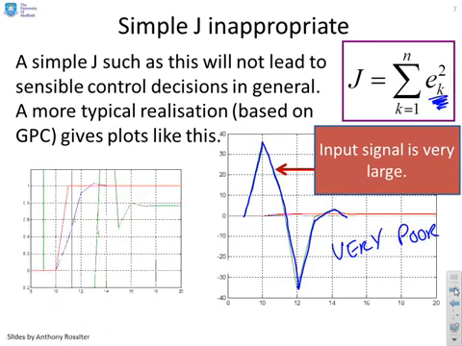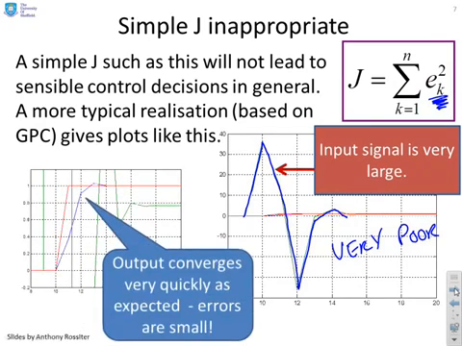Now in this particular case, you'll look at the tracking performance, which is over here, and you can see the tracking performance is very good. And you might say, great tracking performance, but you haven't looked at the consequences on the inputs. And therefore, this form of optimization or performance index tends to be ill-advised for most systems.